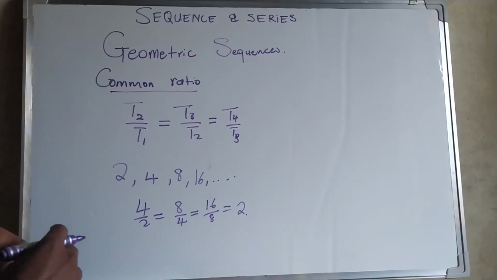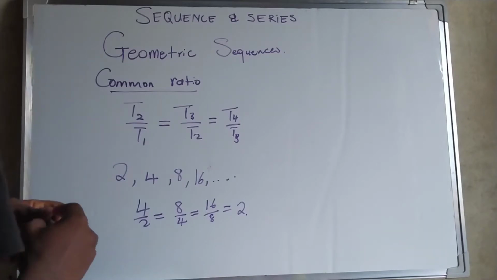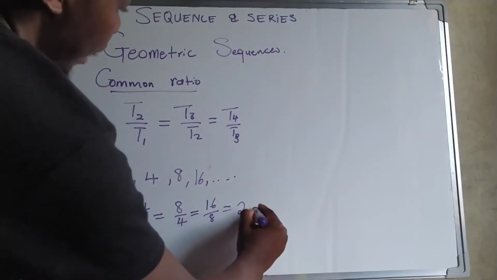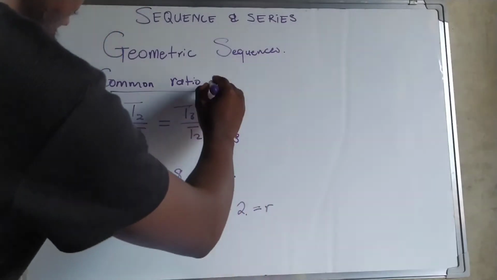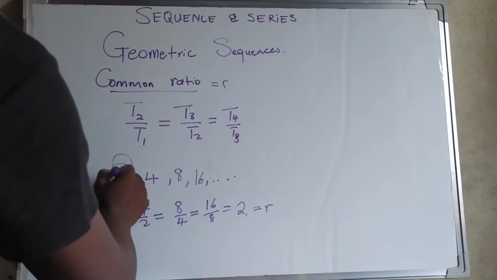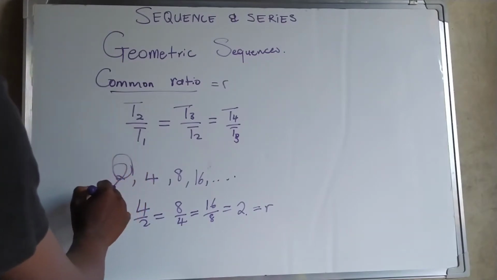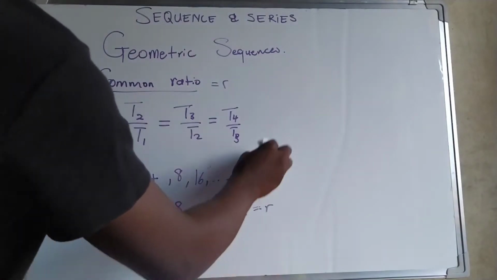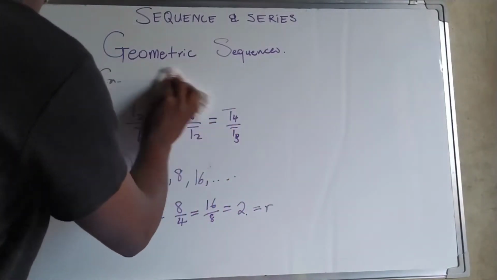So with a geometric sequence, this common ratio is denoted as R. Then you also have your first term denoted as A, just like in your arithmetic sequence, okay? So we're just going to look at the general formula for a geometric sequence, and then we go and do examples.